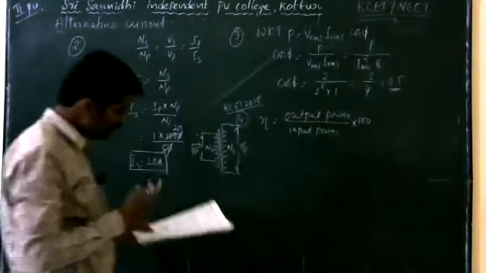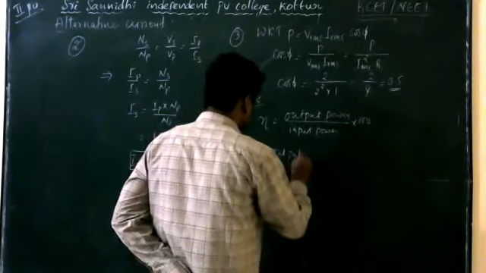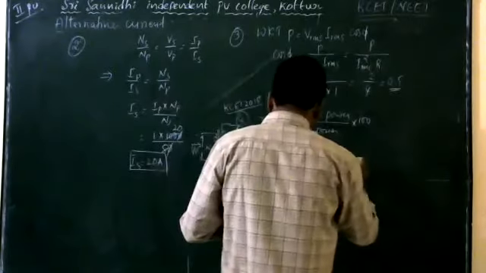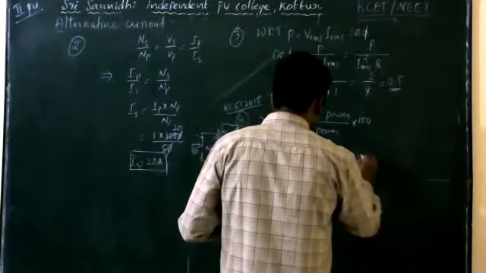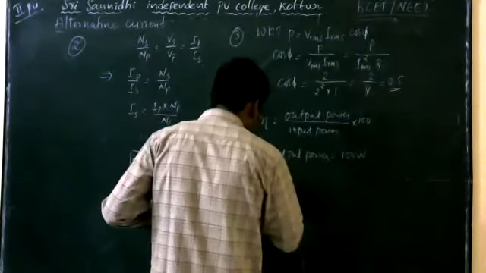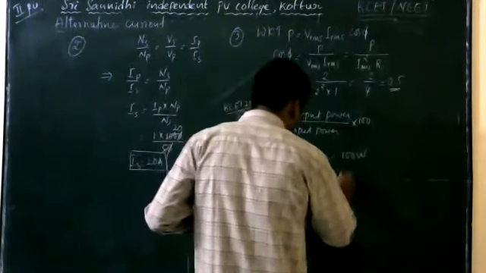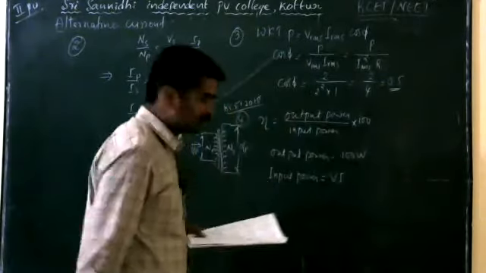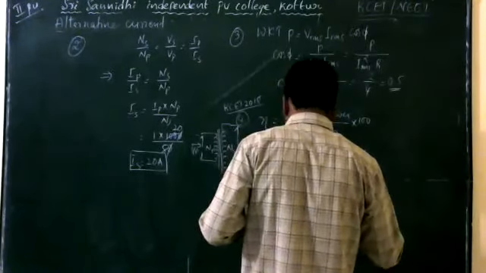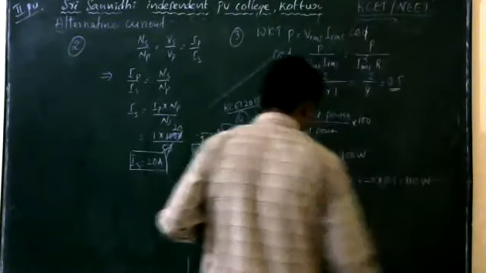So for this problem, the output power is 100 watt. The input power is nothing but V into I. V is 220 volt into current 0.5 ampere, which is equal to 110 watt. Substitute.